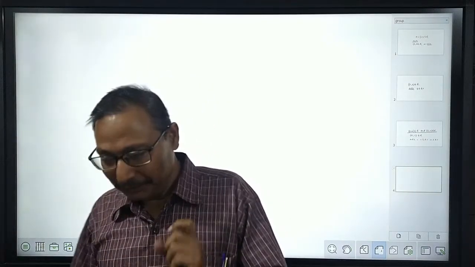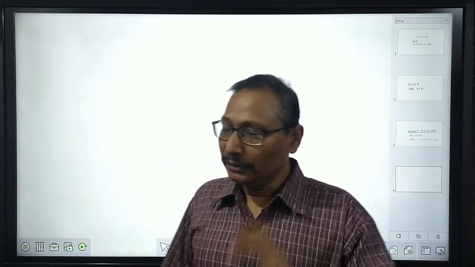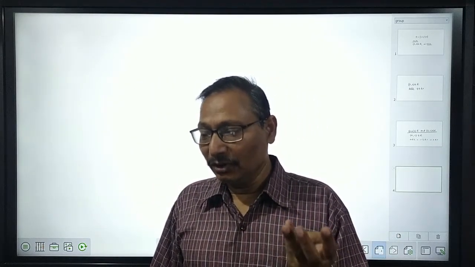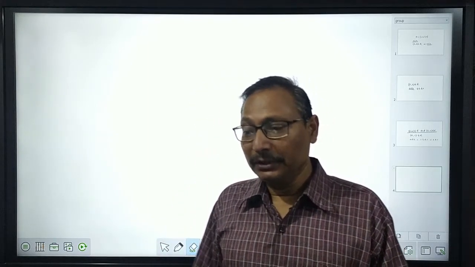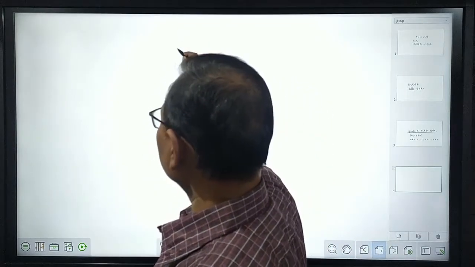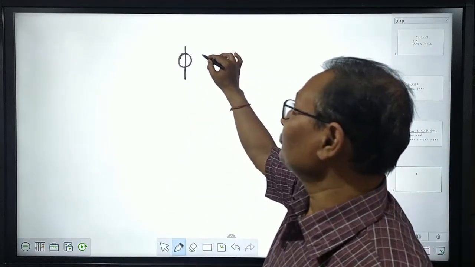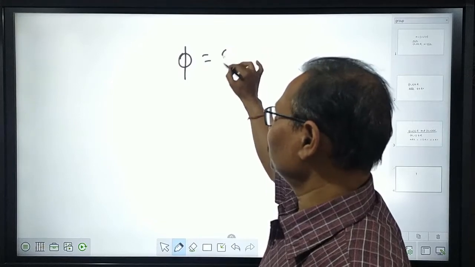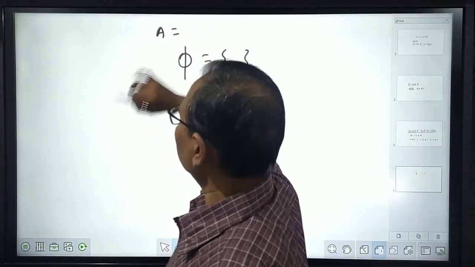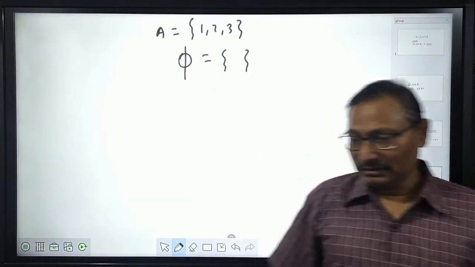if there is a lack of information, then reflexivity, symmetricity or transitivity will be confirmed. As for example, suppose that we are thinking about a null relation. A null relation has no element inside it. And the given set is A, having 1, 2, 3 as its elements.